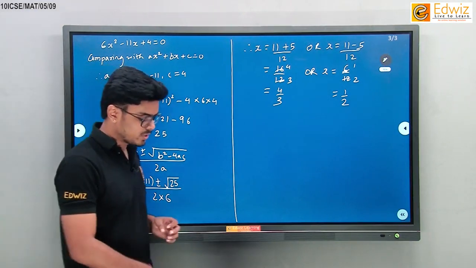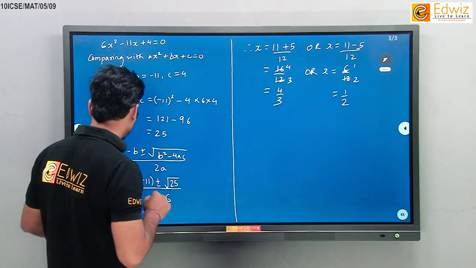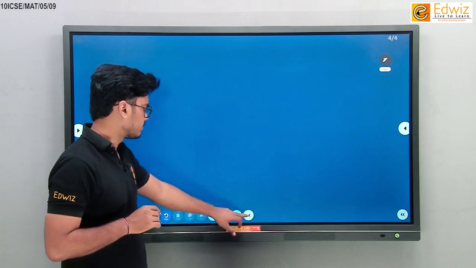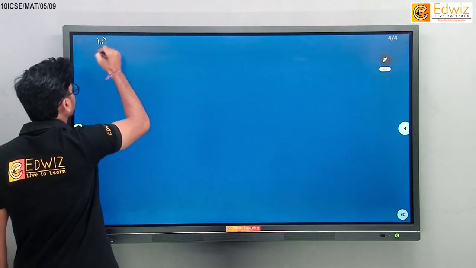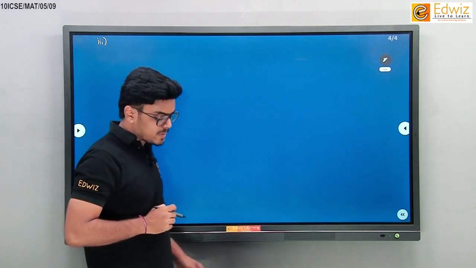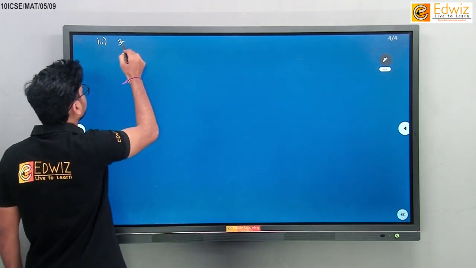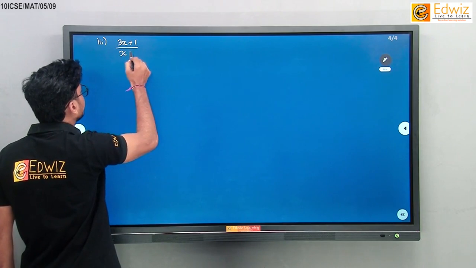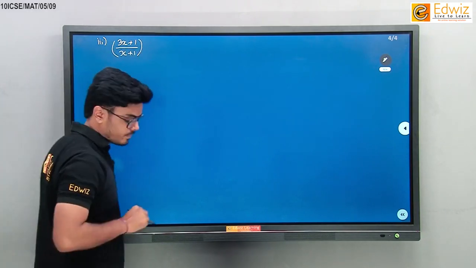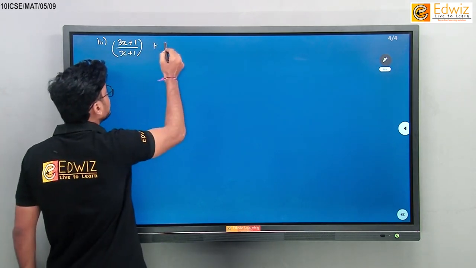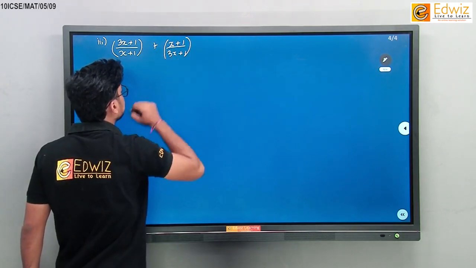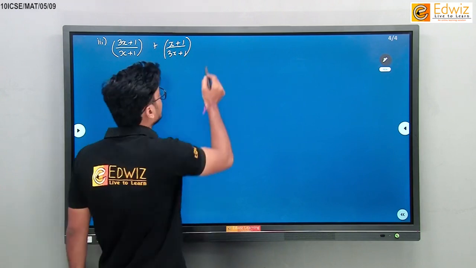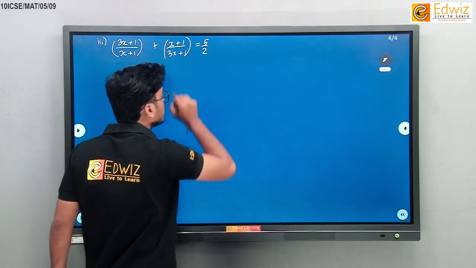Okay, let us continue, students. Moving on to the next question. That is the third question. (3x + 1)/(x + 1) in one bracket, then we have (x + 1)/(3x + 1) in the second bracket. Again a similar question, which is equal to 5 upon 2.